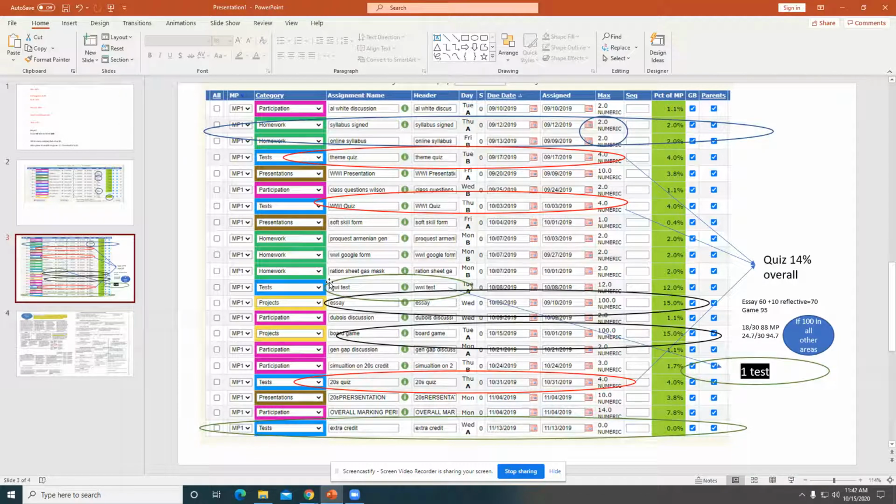We have this World War I test here, it says test, and then we have this 20s test right here. That one says it's a quiz, so I guess there's only one test. But I put it in at 12 points, so I guess that's the result of us only getting one test out. But you could see the percentage of the overall grade for that particular World War I test is 12%.